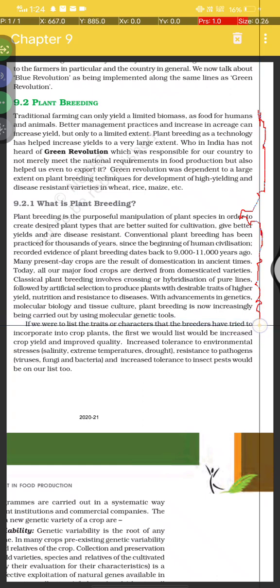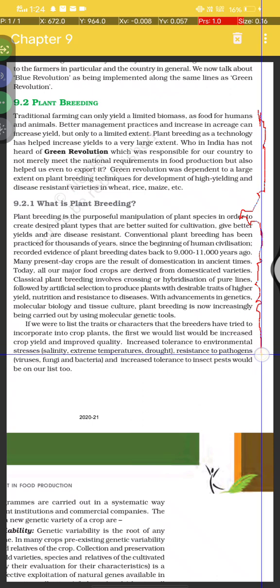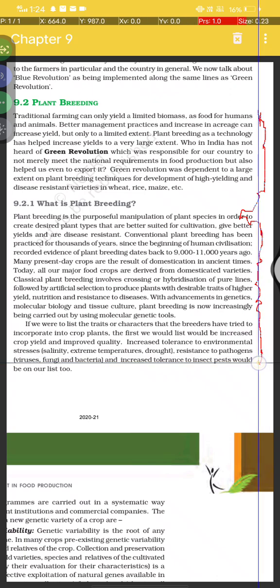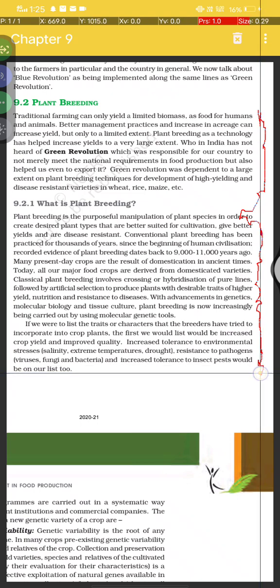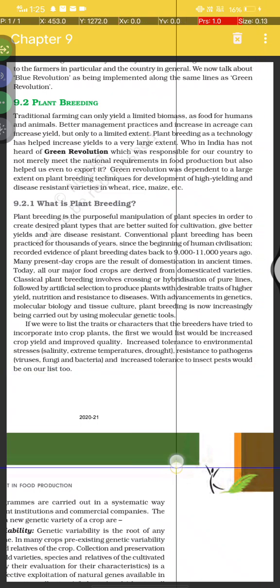If we were to characterize what breeders have tried to incorporate into a crop plant, first we would list increased crop yield and improved quality, increased tolerance to environmental stress, salinity, extreme temperature, drought, resistance to pathogens, viruses, fungi, and bacteria, and increased tolerance to insect pests would be on our list too. Okay.